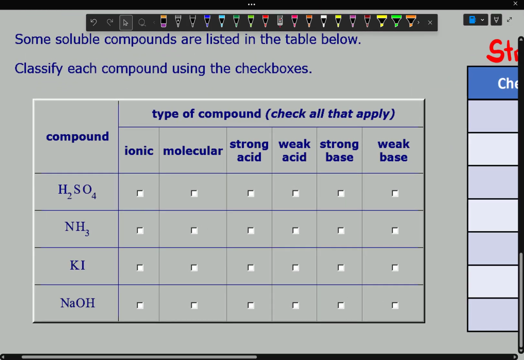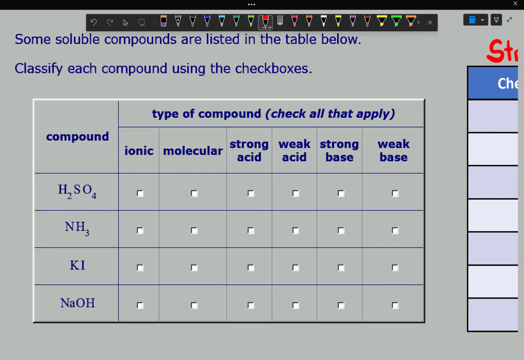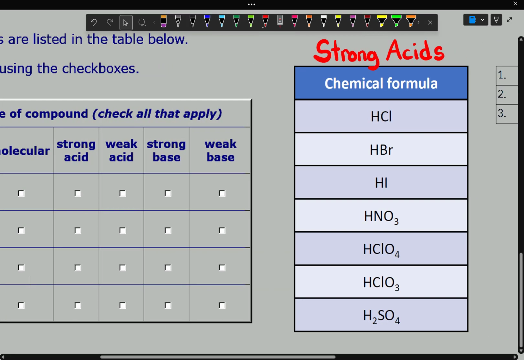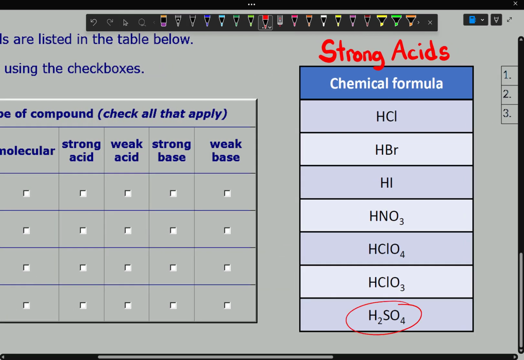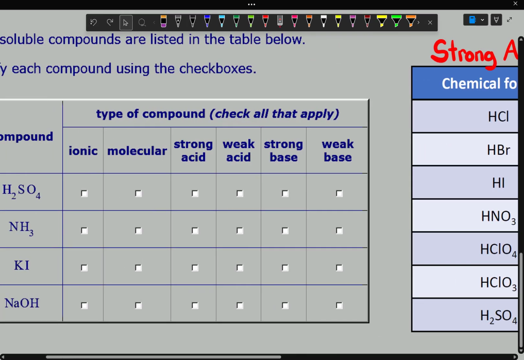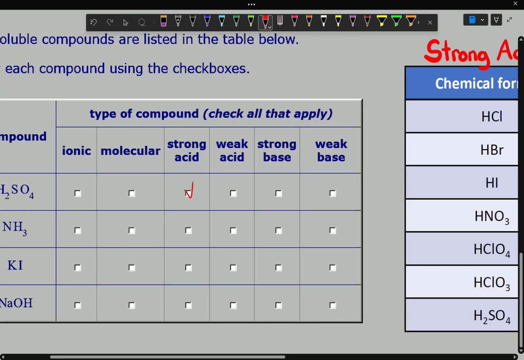So first of all, we have H2SO4. Well, H2SO4 is sulfuric acid, so we know right off the bat that it's one of our strong acids. So we can mark strong acid.